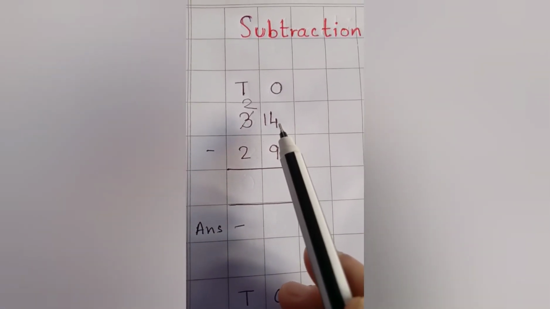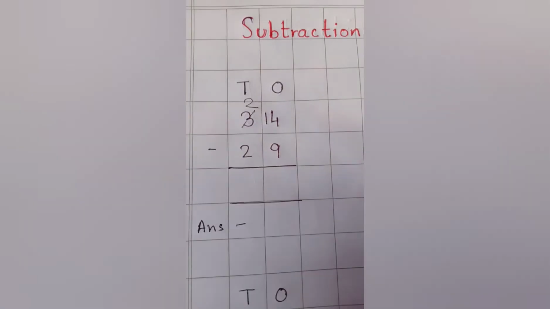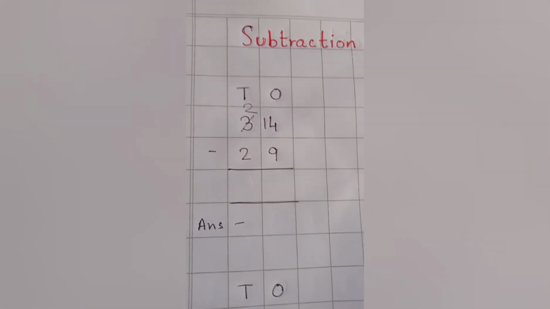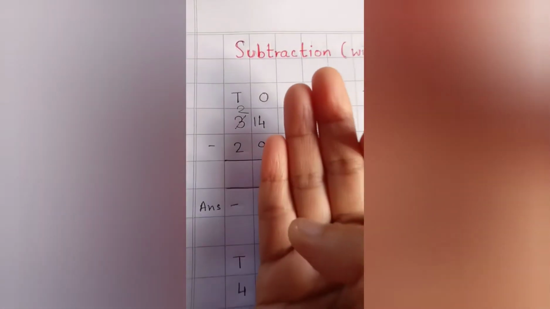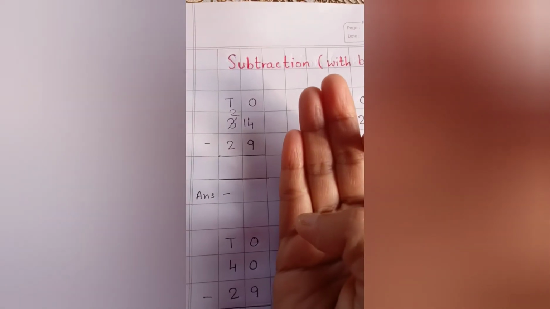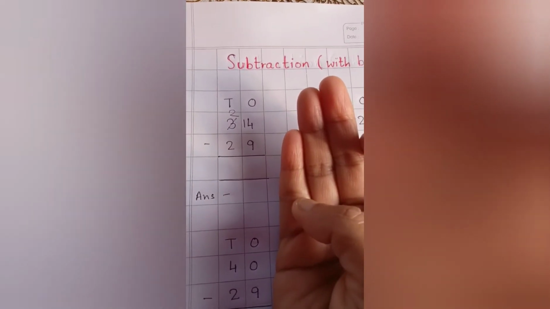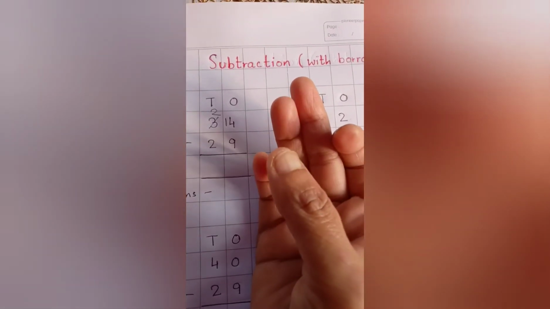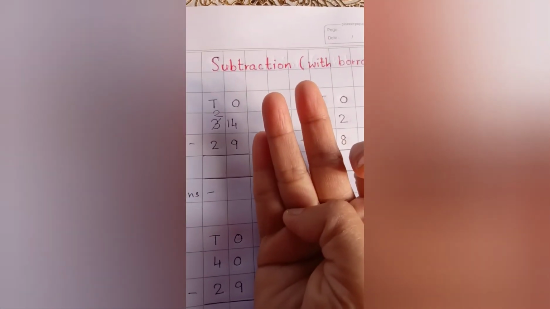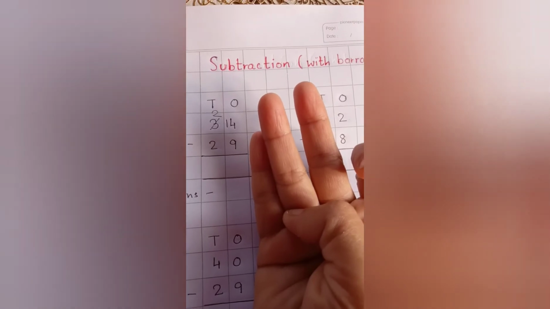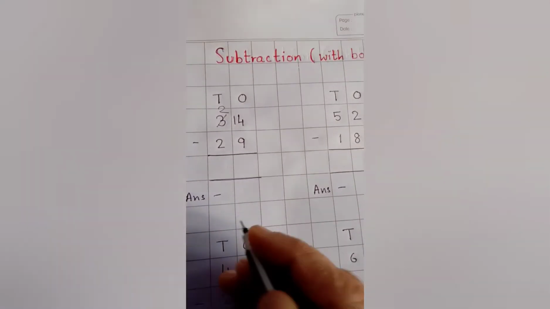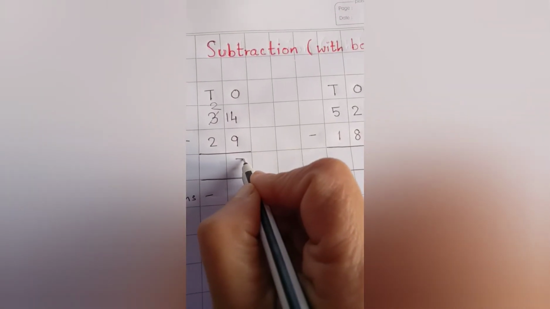Now see, 14 minus 9, we can easily do that. How should we calculate? After 9, we will count up till 14. Till 14 comes 10, 11, 12, 13 and 14. So how much is it? It is 5. So let us write here 5.